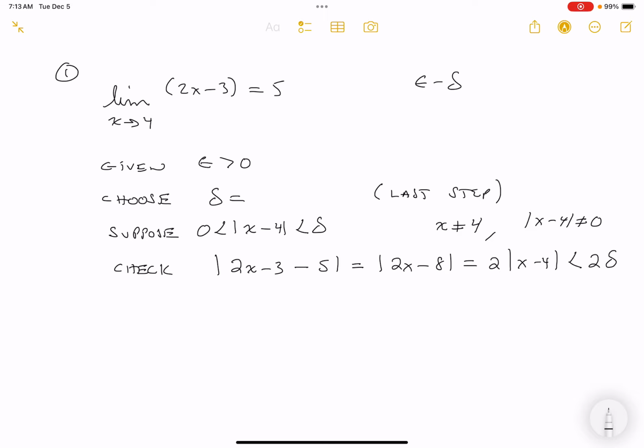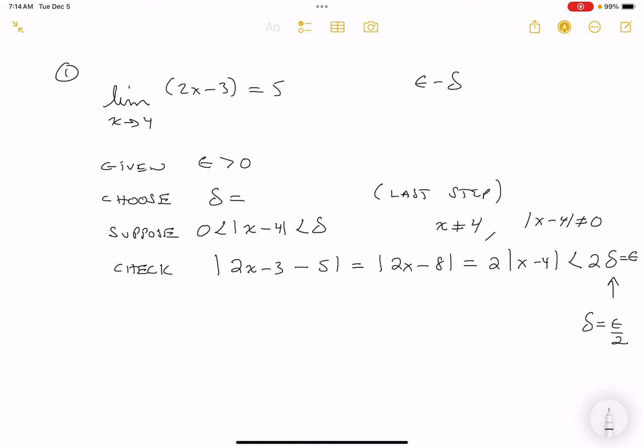How do I know that? I'm looking at the supposed part, and I see that the absolute value of x minus 4 is less than delta. So 2 times the absolute value of x minus 4 is going to be less than 2 times delta. Now, by the way, this is supposed to lead to an epsilon. My question is, does it lead to an epsilon? And it does. So what I've got to do now is choose the delta. I want 2 times delta to be equal to epsilon. So I hope it's obvious what I have to choose for delta: to make 2 times the delta equal to epsilon, I'd have to make the delta equal to epsilon over 2.